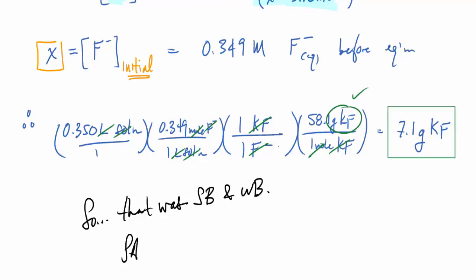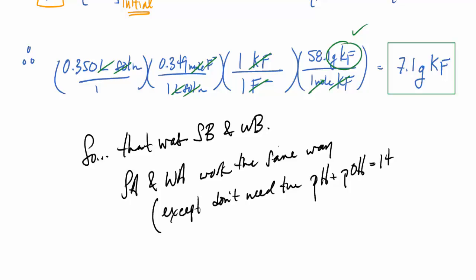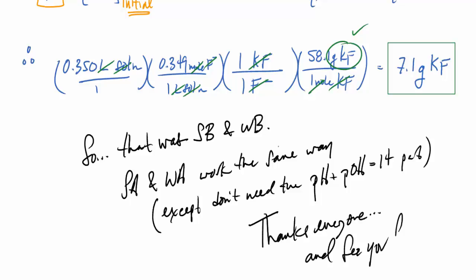So anyway, that was strong bases and weak bases, and strong acids and weak acids, of course, work the same way, except you don't need to do that pH plus pOH equal 14 business. So if you just leave that out, then the strong acids and weak acids work the same as you've seen here.